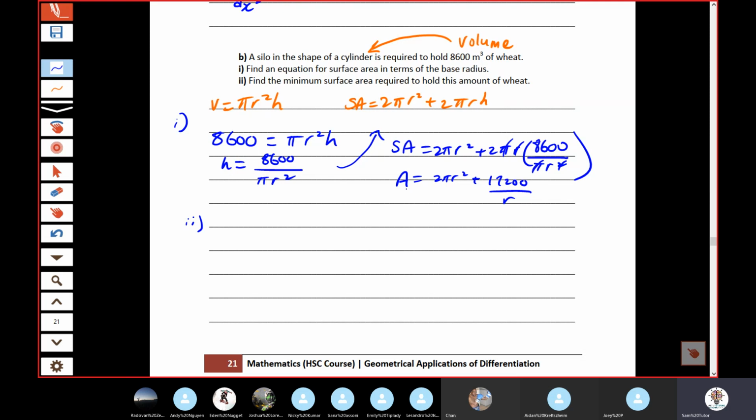Don't we already know the expression? It's right there, 2 pi r squared plus 17,200 over r. So what am I going to do? What do we do once we've done that? You just start differentiating and finish it off. Don't be afraid. Once you've got that equation, that's the hardest step. Once you're up to there, the rest follows.